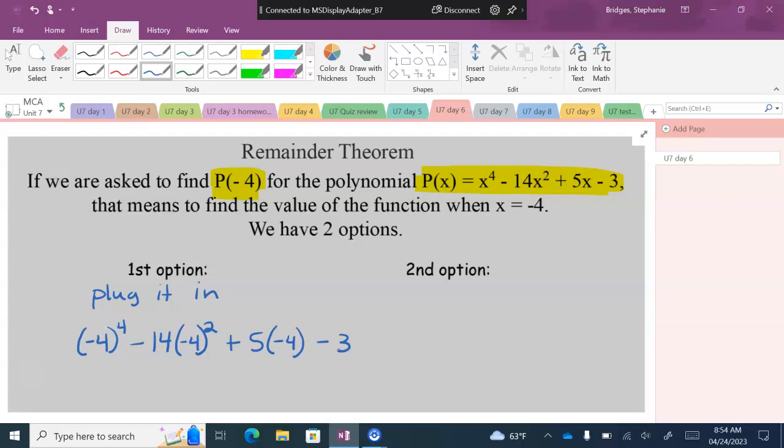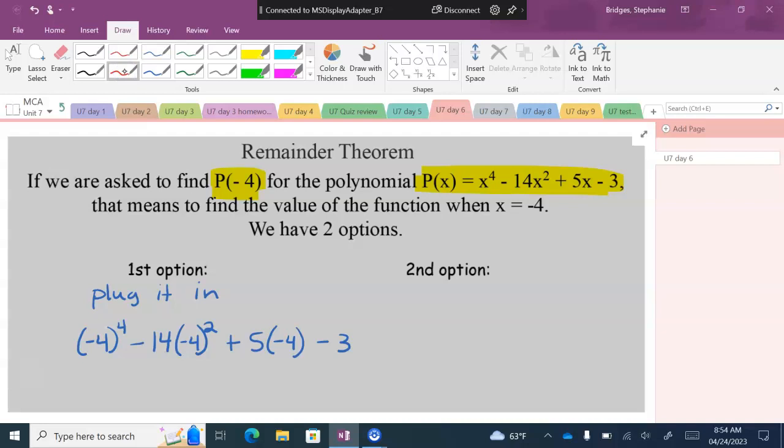Okay, first option, if they ask you to find the value of a polynomial when x equals a certain number, you plug that number in and you simplify it out. Order of operations says we got to go through. Is there anything inside any of my parentheses that needs to be simplified? No. So then the next thing would be my exponents, correct?